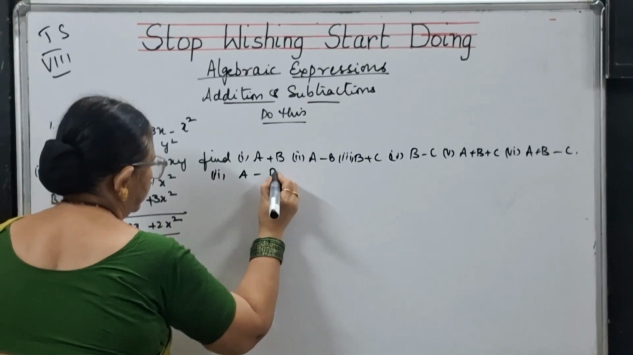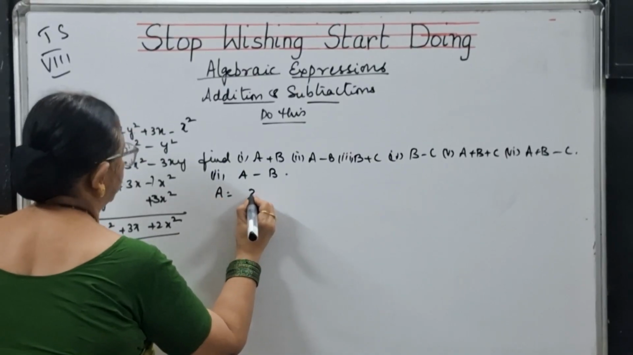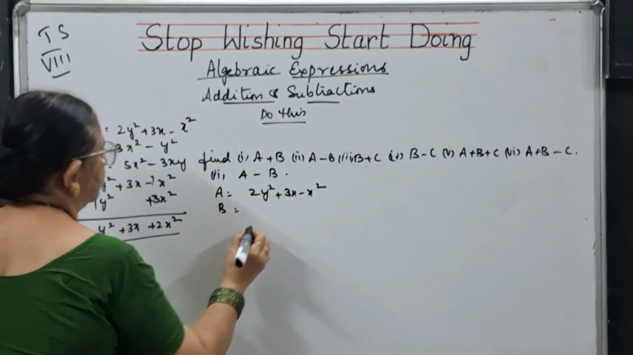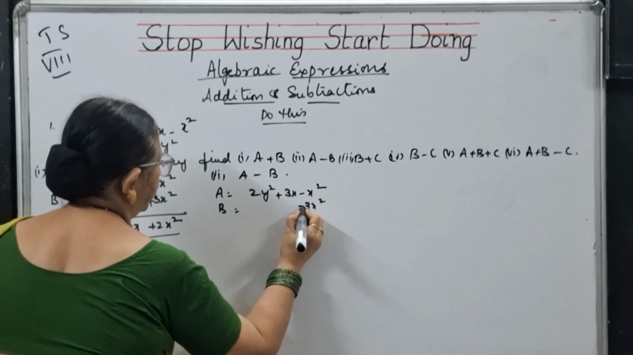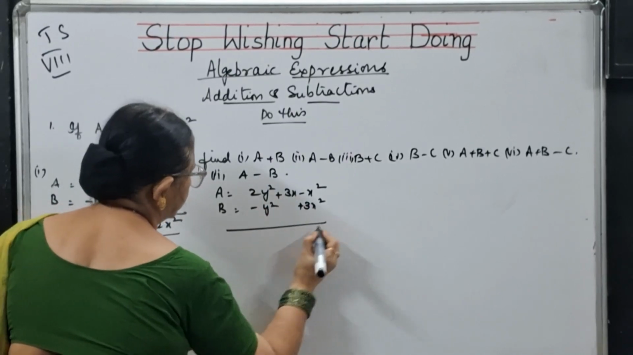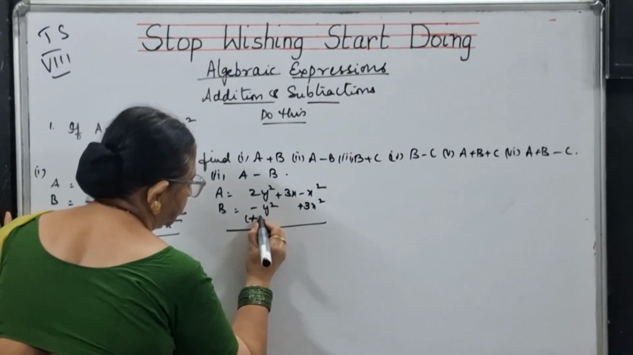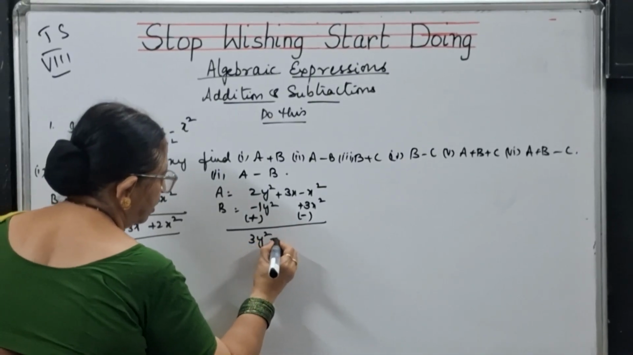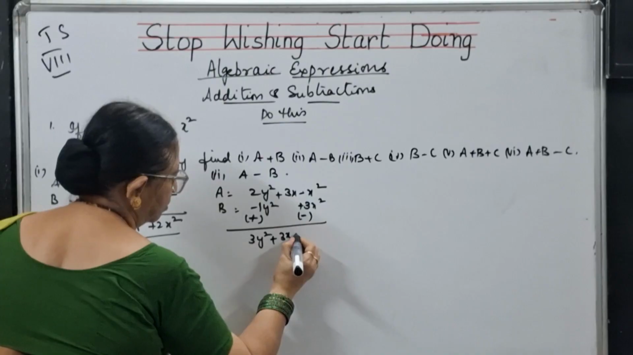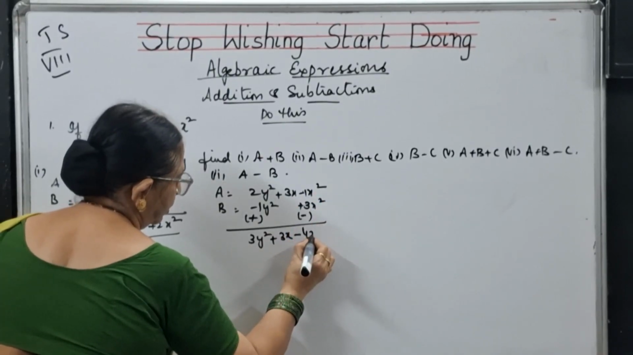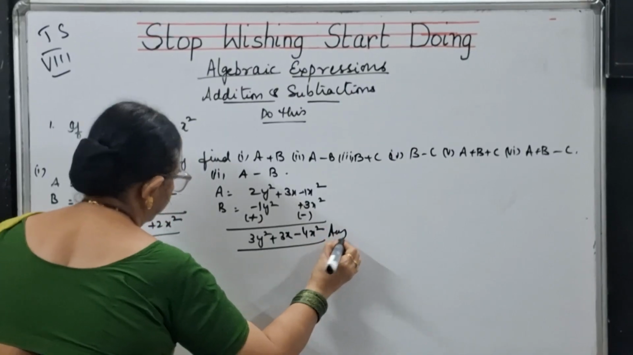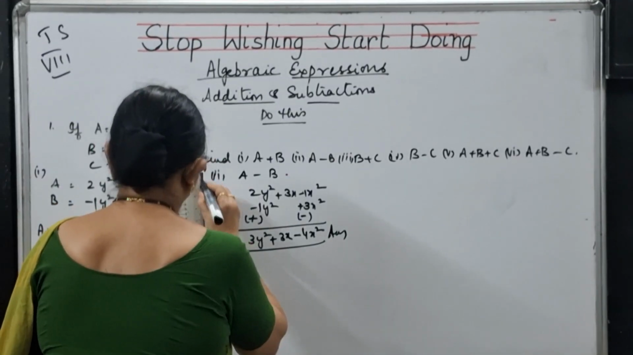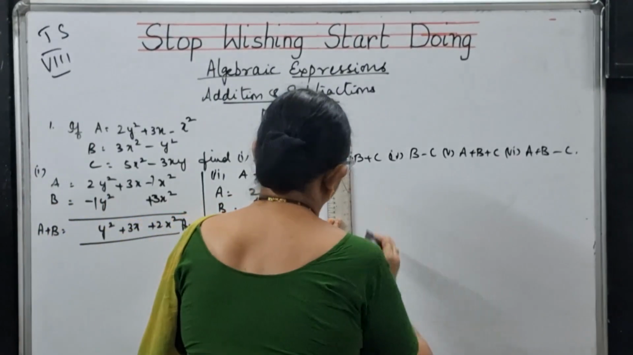And the second bit, a minus b. A is equal to 2y square plus 3x minus x square, and b is equal to 3x square plus minus y square. For subtraction, I told you to leave a gap and change the signs, plus here and minus here. So here 2 plus 1 is 3y square, plus 3x, minus 3 plus 1, 4x square. This is the answer for the second bit, children. This is the first bit and this is the second bit. Now let us go for the third bit.